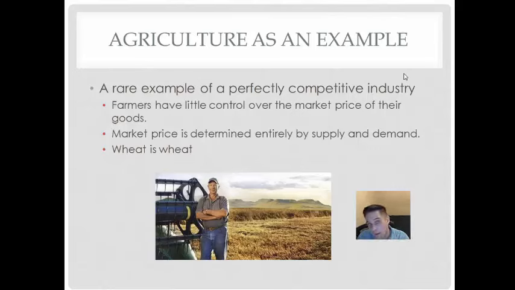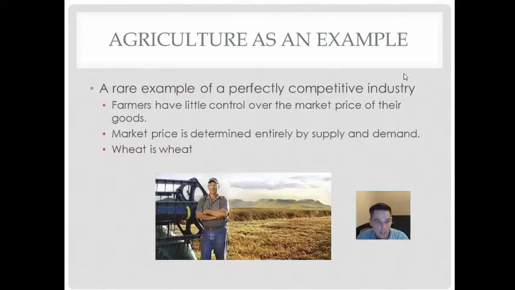Now there are small micro examples. You won't see a whole country in this perfect world, but sometimes you'll see small markets that are pretty close. Agriculture is one of those. It's a rare example of a perfectly competitive industry in which farmers have little control over the market price of their goods. People are going to pay what they're going to pay for wheat, and there's no name brand wheat or generic wheat. Wheat is wheat. Wherever you buy it, no matter who grows it, it's the same.